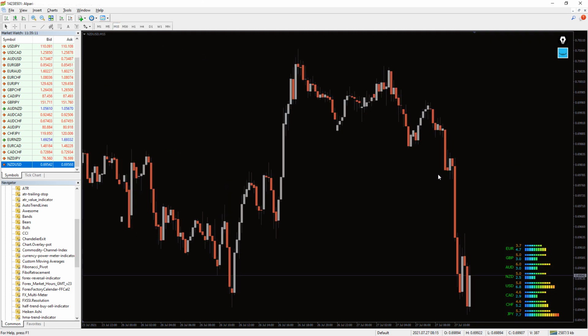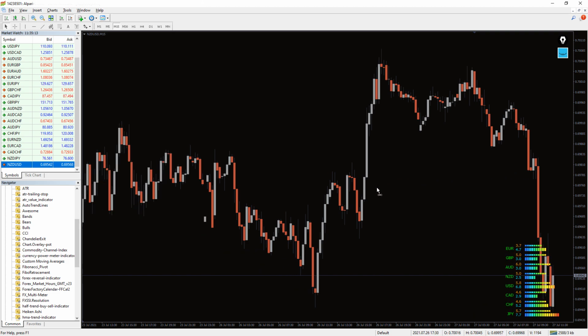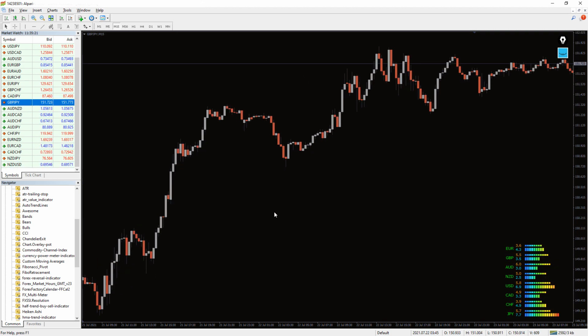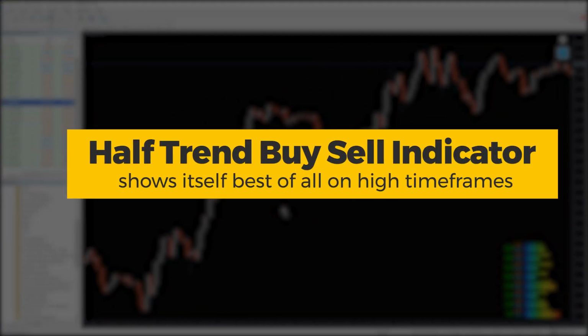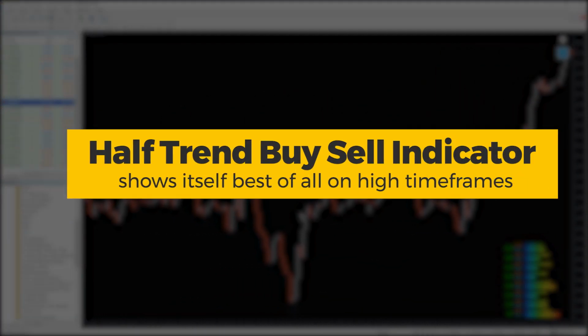The currency power meter indicator is the best for both beginner and expert forex traders, because it has a simple interface and it's easy to use. Also, day traders and swing traders would find this indicator very useful.